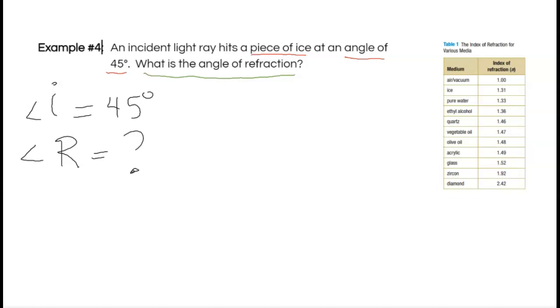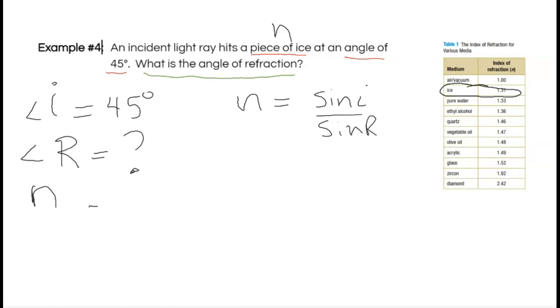The last piece I need to know, because my tool is going to be the angle equation, sine of I over sine of R, means that I need to have n as well. How do I know what n is? Well, this is where ice comes in. Ice is my material, so I'm going to look for the index of refraction for ice on my handy dandy table, and it's 1.31. And so now I have all of my information.